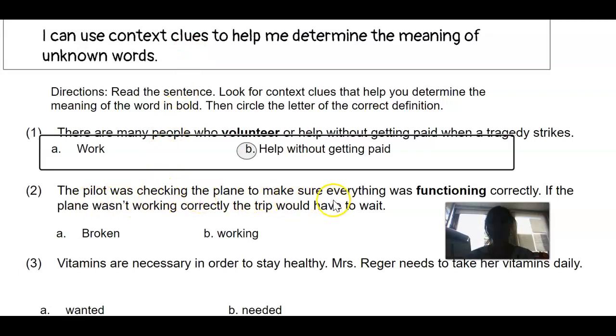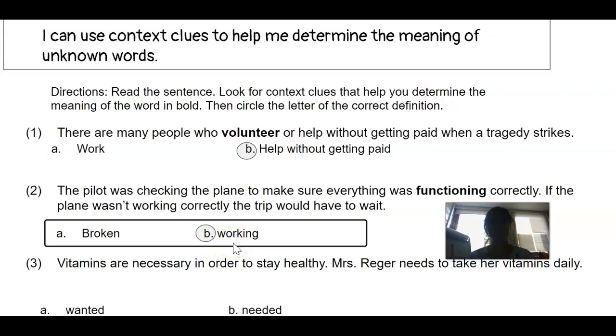Okay, so now that means I'm going to look outside the word at those context clues or those sentence clues. The pilot was checking the plane. So if you're checking it, you want to make sure the plane's working. If the plane wasn't working correctly, the trip would have to wait. There's that word working again. So maybe I could plug in working for functioning. The pilot was checking the plane to make sure everything was working correctly. Does that sound right and make sense? Let's make a choice. Broken? No, that doesn't make sense. Working? That matches my thinking.